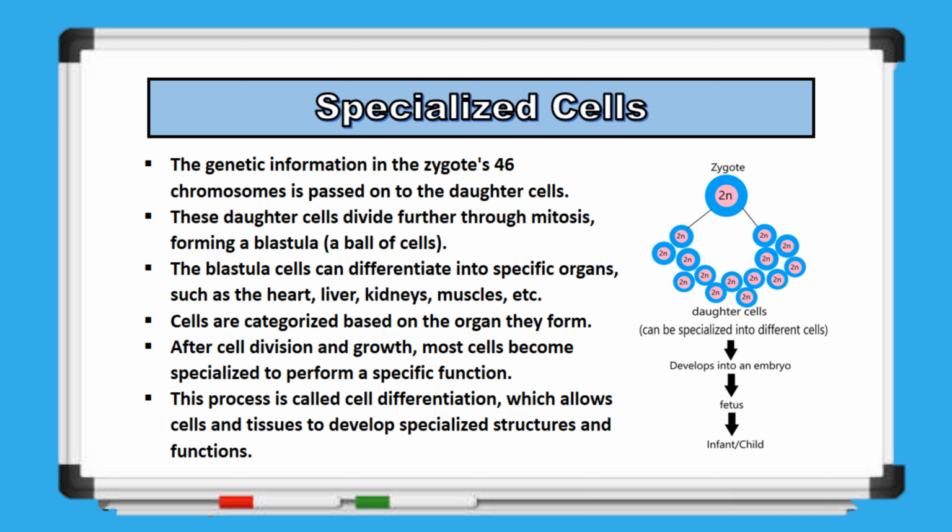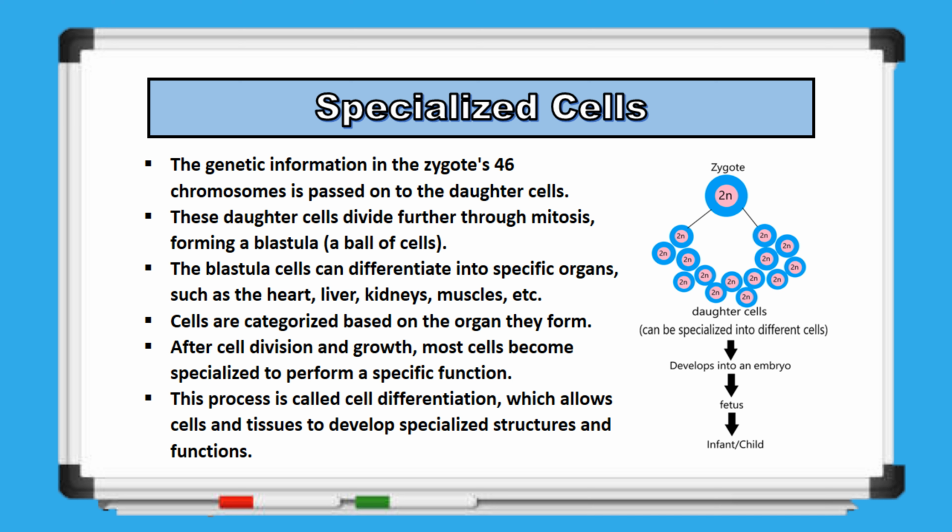As the zygote continues to divide, it forms a ball of cells called the blastula. At this point, the cells in the blastula are still the same and haven't specialized into different types. However, as development continues, the cells start to differentiate, meaning they change and become specialized to perform different functions. For example, some cells will become muscle cells, others will become nerve cells, and some will form organs like the heart or liver. This specialization is guided by the cell's genetic instructions and signals from the surrounding environment.